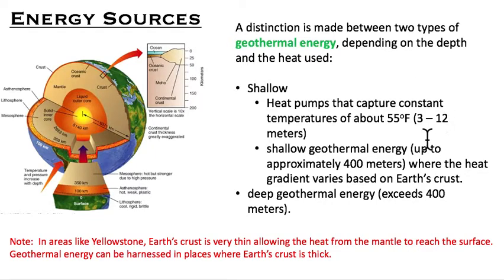Typically, however, when we talk about geothermal energy, we're talking about the extreme heat that's within the Earth's mantle due to the liquid core. So deep geothermal energy and deep wells access that. There are places like Yellowstone where the Earth's crust is really thin, so these deep geothermal wells that reach these extremely high temperatures can start approaching the surface because the Earth's crust is so thin.